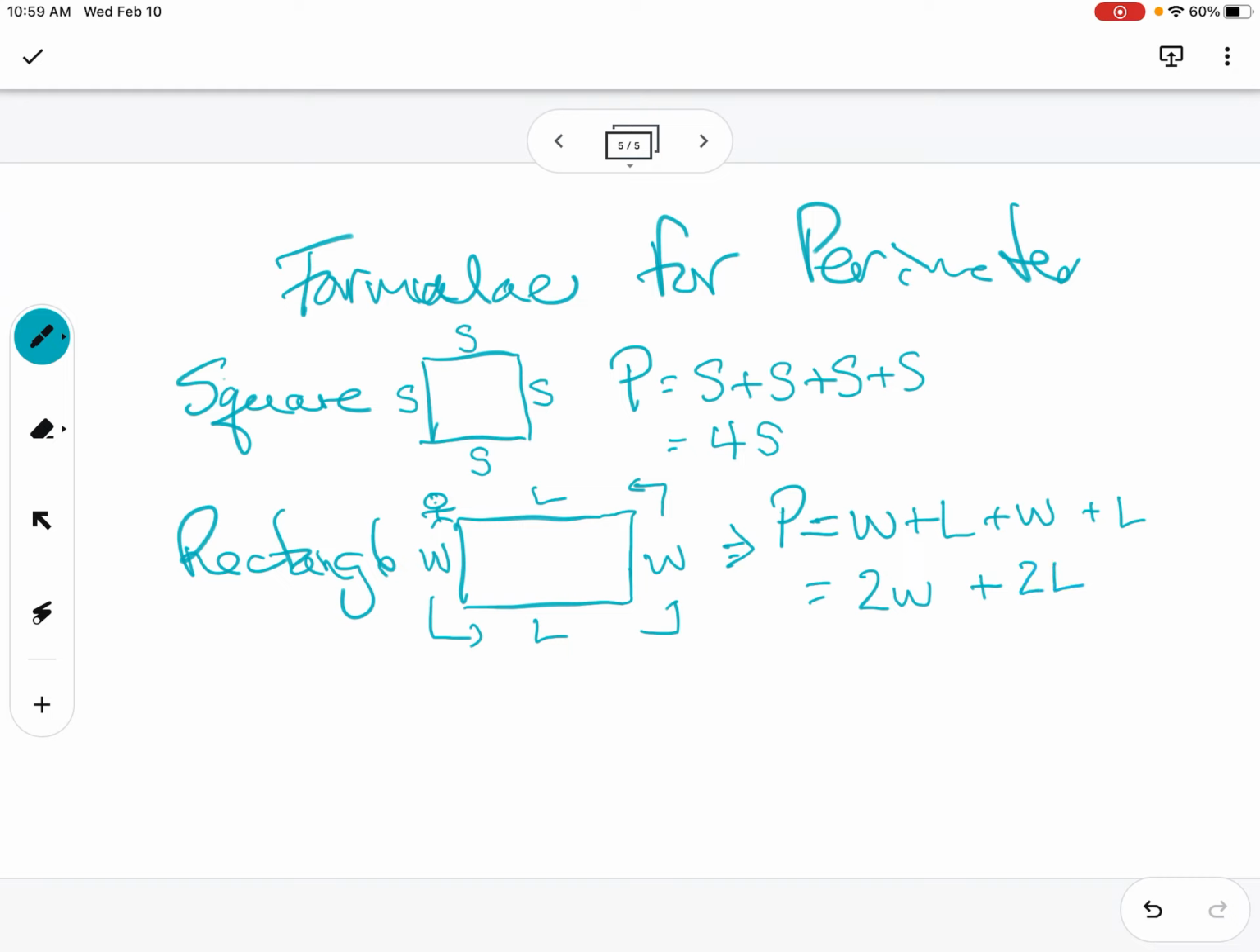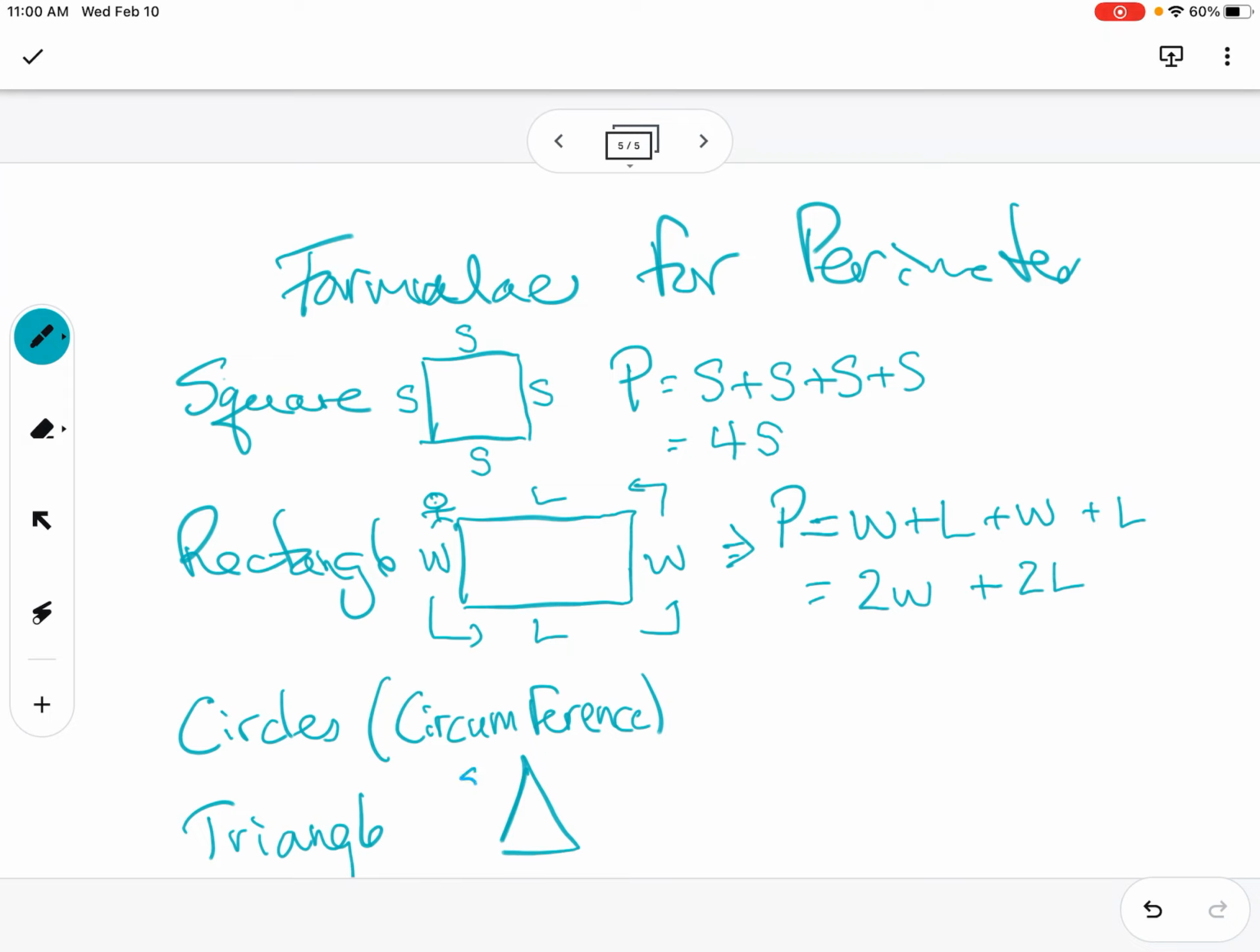We could go through all sorts of other shapes. There are also circles. In a circle, we give a special name to the perimeter. We call it circumference, and there's a special formula for that. If I had a triangle, we know triangles have 3 sides, so we should say side 1, side 2, side 3. So the perimeter of a triangle would just be the length of side 1, plus the length of side 2, plus the length of side 3. So there are a bunch of formulas for calculating perimeter.